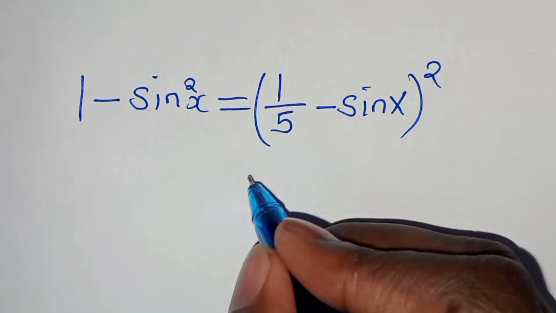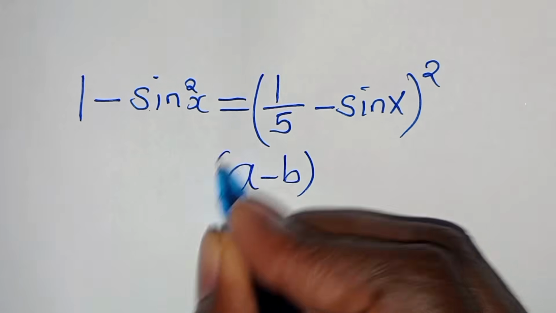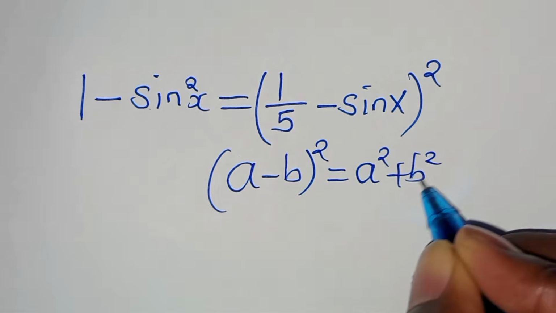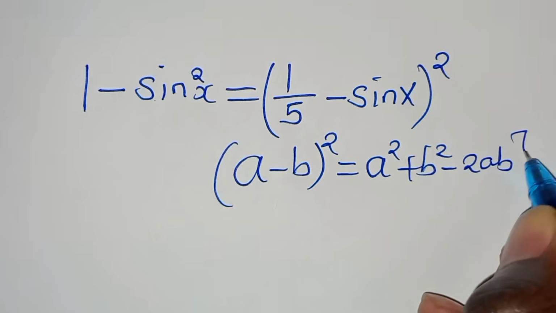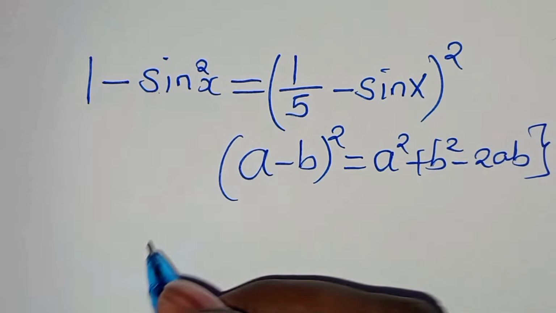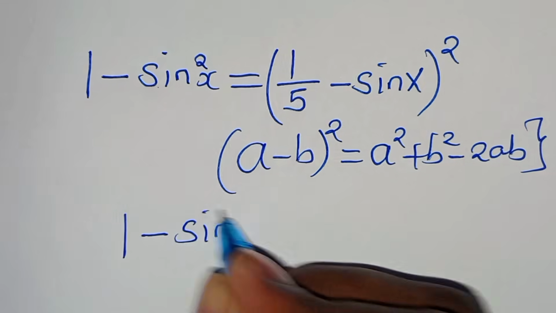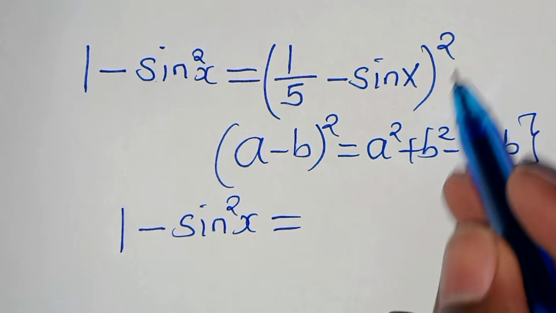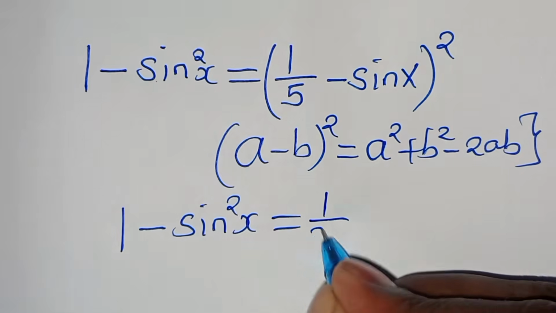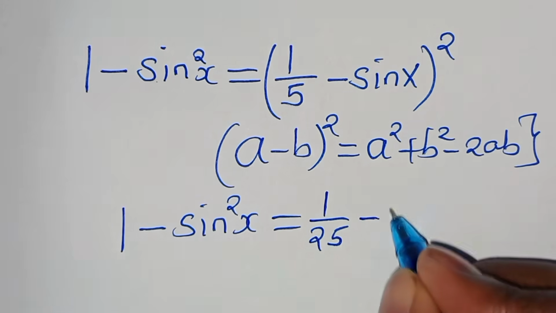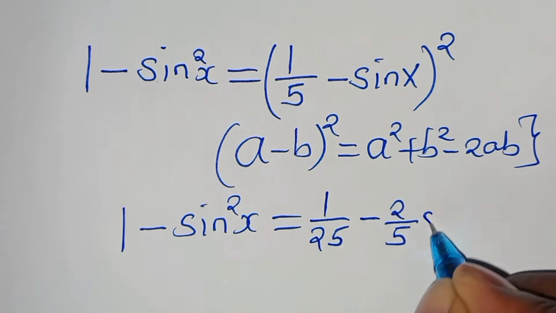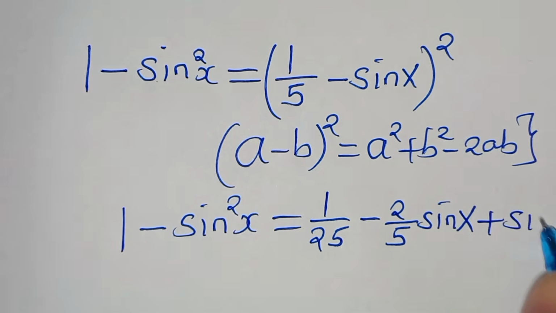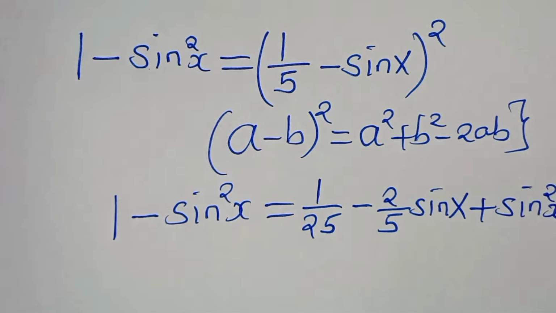So from here, this is in the form of a minus b to the power of 2, which can be expressed as a to the power of 2 plus b to the power of 2, subtract 2ab. Let's apply this identity, so that we have 1 minus sin squared x equal to 1 over 5 raised to the power of 2. This is 1 over 25 minus 2 over 5 sin x, then we have plus sin squared x.